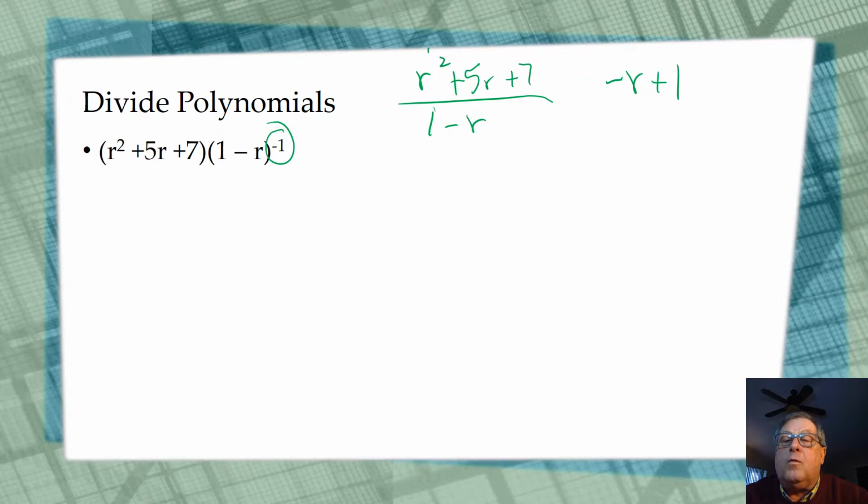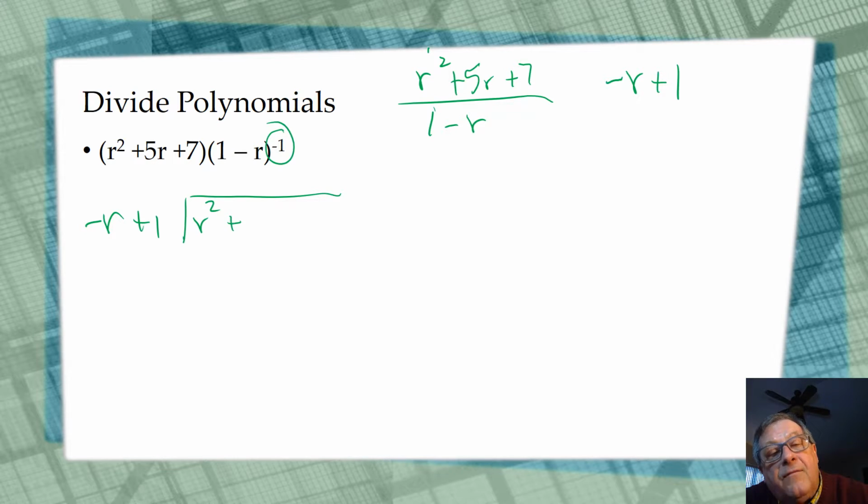Because if you recall, what we're doing is we're taking the variable of that binomial and we're dividing it into the first and then the next terms of that, in this case, a trinomial. So let's set this up then for our long division algorithm as negative r plus 1. That's an r, doesn't look much like an r, almost looks like a v. Let's see if we can make that look a little better. All right, that's a little better. And we're dividing that into r squared plus 5r plus 7.